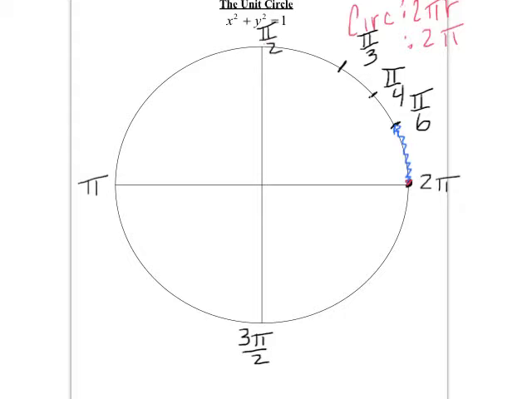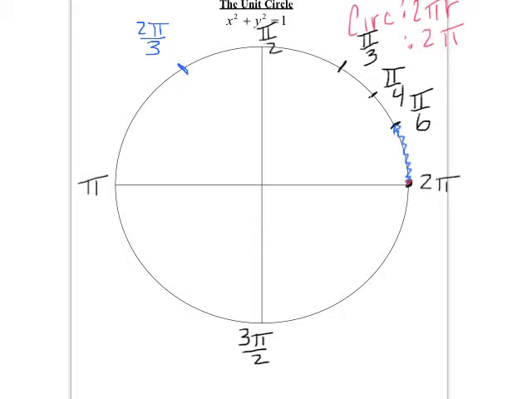What if I kept on going? What if I added another pi over 6? Well, if I kept on doing that, pi over 6, 2 pi over 6, 3 pi over 6, and another one, 4 pi over 6. 4 pi over 6, if I reduce that, would be also known as 2 pi over 3.